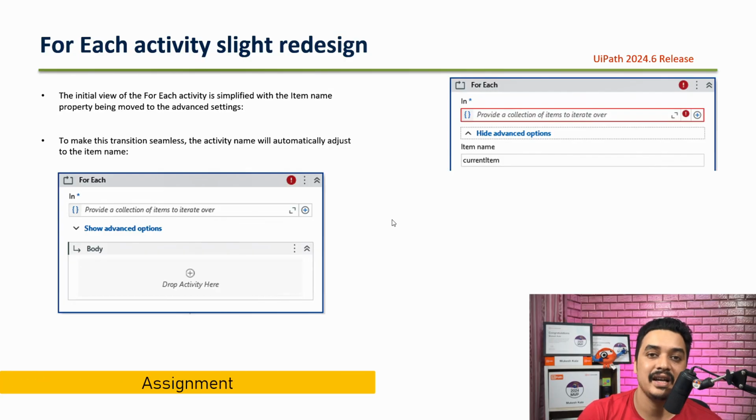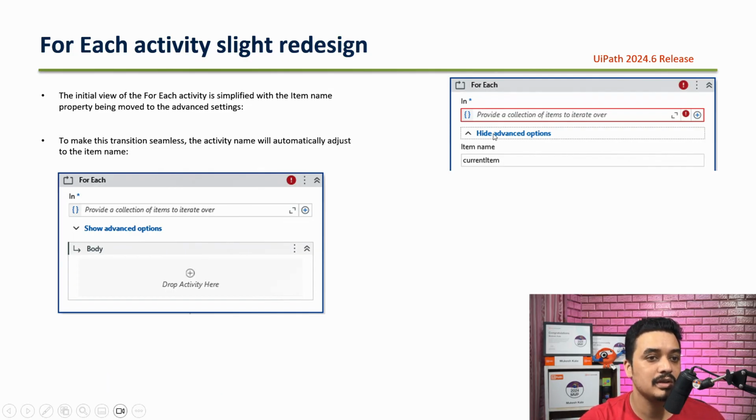So this I am giving you as an assignment. What you have to do is just open your UiPath Studio, take a for each activity, pass any collection, maybe a list of string, list of integer to it, and let's see how it automatically adjusts as per your input, including the name and the other properties. You get an option which is called show advanced options, which has the item name, current item, and all this information to easily customize. So this I am giving you guys as an assignment.